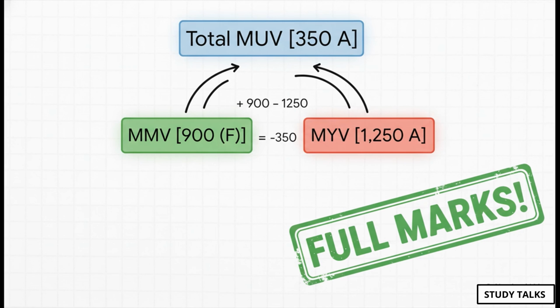The final check. Does our breakdown work? Our total material usage variance was 350 adverse. Let's see, we have a 900 favorable from the mix, plus a 1,250 adverse from the yield, and what does that add up to? 350 adverse. It works. It all ties back perfectly. That's how you know you've nailed it.